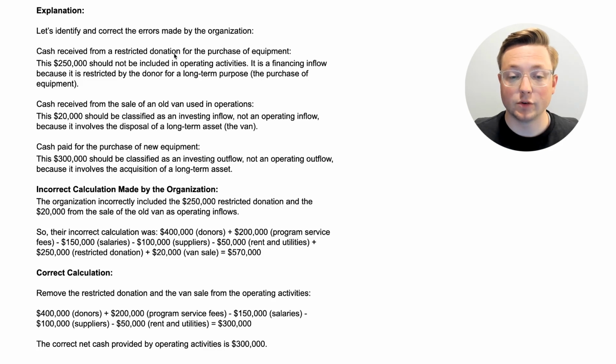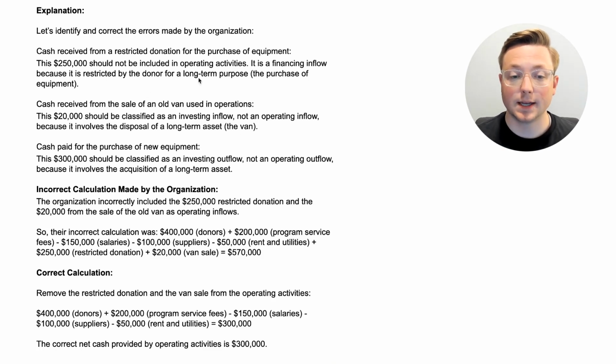The cash received from a restricted donation for the purchase of equipment, that's $250,000, should not be included in operating activities. That should be a financing inflow, so we don't want to include that. Cash received from the sale of an old van used in operations. Even though it was used in operations, it's an old van, it's a long-term asset. This should be classified as an investing inflow because they sold it, not an operating inflow, so we don't want to include that. Cash paid for the purchase of new equipment. This is $300,000. That should be classified as an investing outflow, not an operating outflow, because again, it's for the acquisition of a long-term asset.